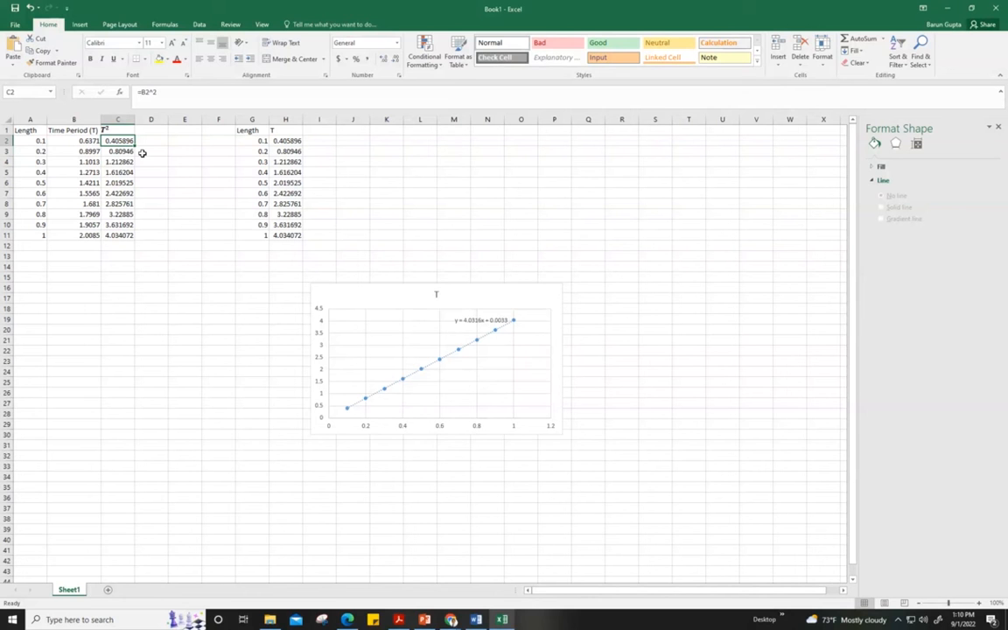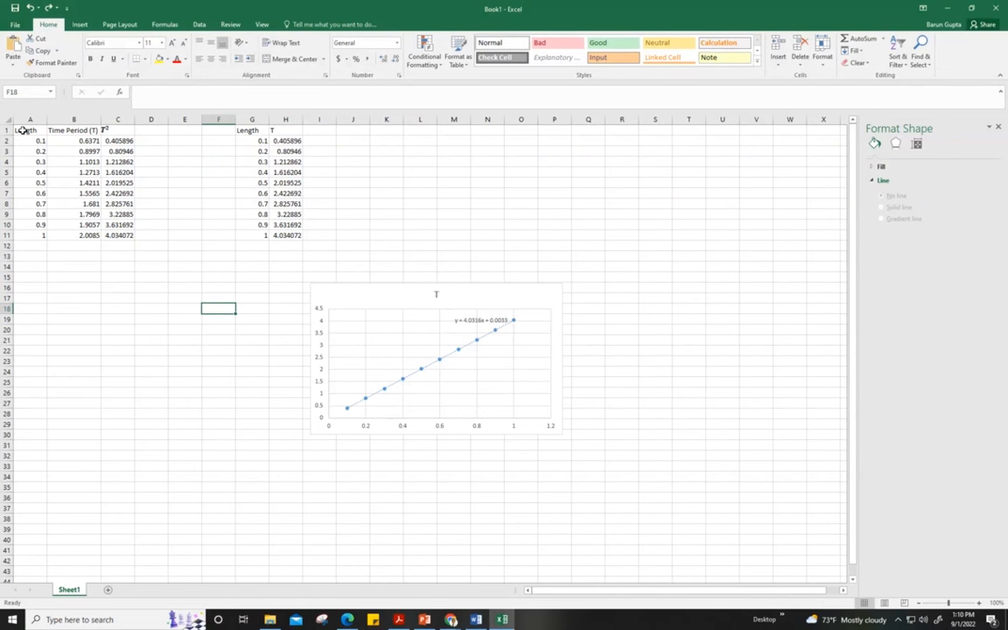I have already done it, but for your understanding, I'm going to do it one more time. Simply type the equals sign, select this one, and a square, and then hit enter. Once you have it, you simply click it here, and that way it gives you the t square. The next part asks, how do I plot a graph of length and the t square?